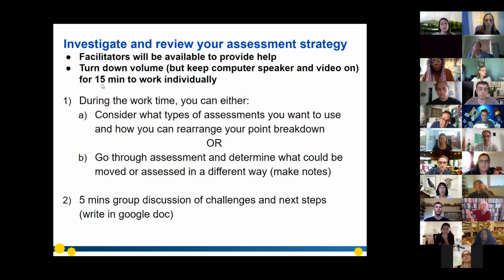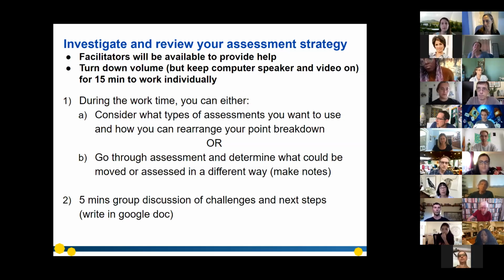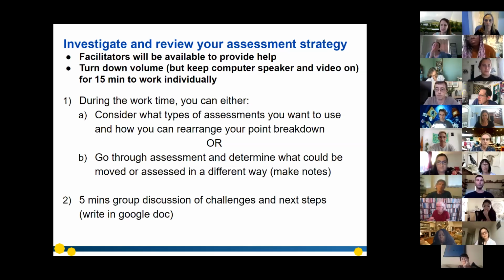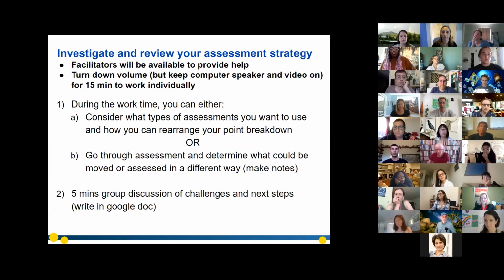So in this work time, we have a couple options where you can either consider the types of assessments you want to use and how you might rearrange the point breakdown for those assessments, maybe on your syllabus, for example. Or maybe another idea is to go through one of the assessments that you brought, maybe you have a final exam, and go through and determine what could be moved somewhere else or assessed in a different way. So maybe take some notes. And then after, we're going to have a little debrief discussion with the rest of the group as we're in the breakout rooms. And so this is shown on the Google Docs.